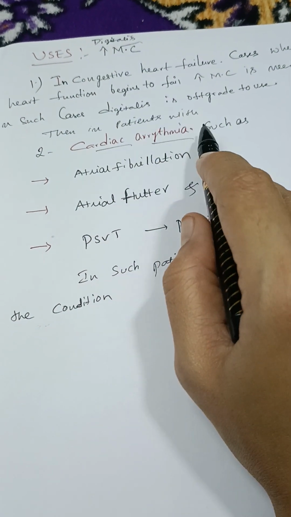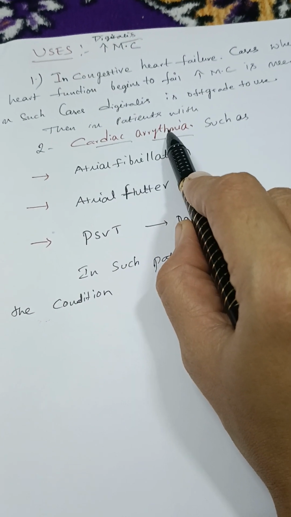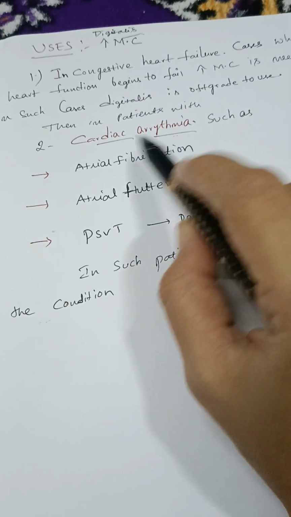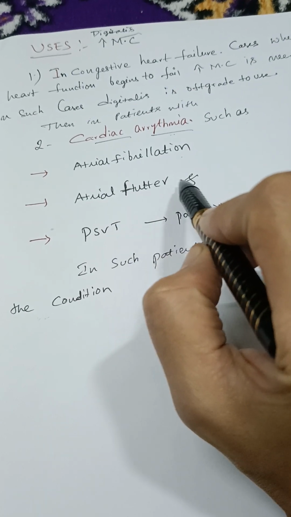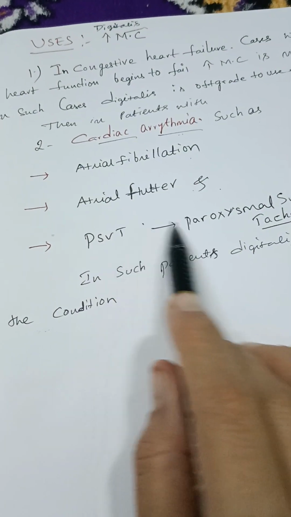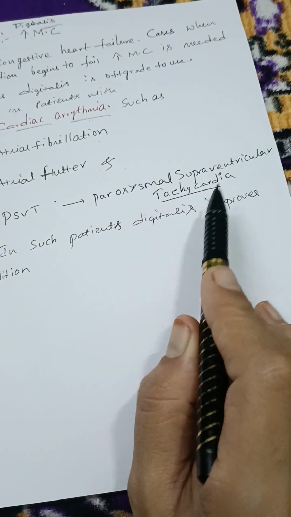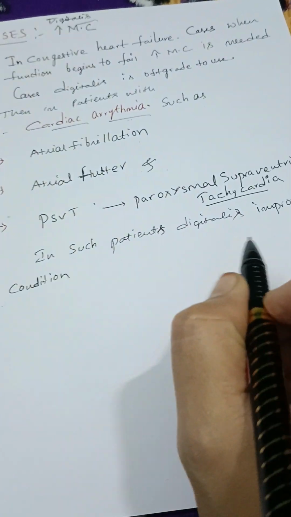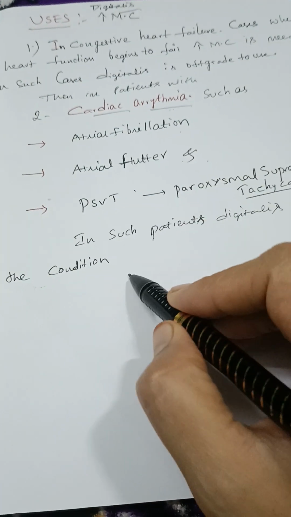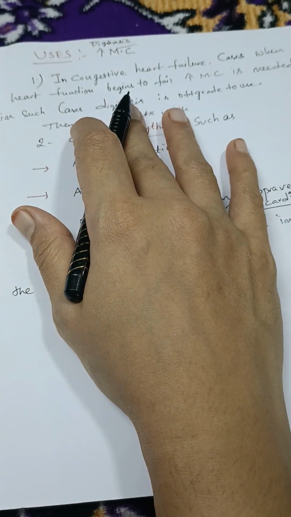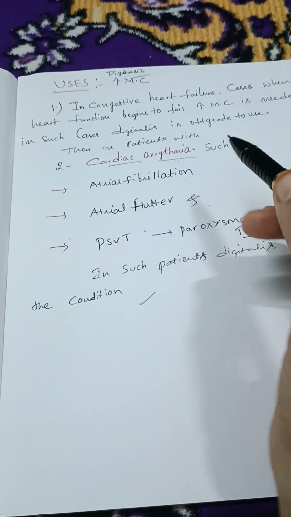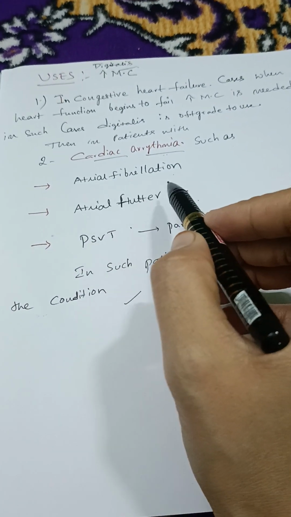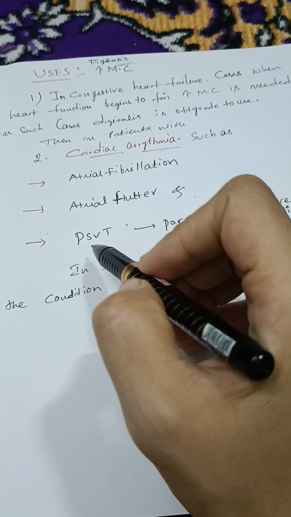Then in patients with cardiac arrhythmias, it's a very useful drug, such as atrial fibrillation, atrial flutter, and PSVT. What is PSVT? Paroxysmal supraventricular tachycardia. In such patients, digitalis improves the condition. These are the uses: it is used in congestive heart failure and cardiac arrhythmias, such as atrial fibrillation, atrial flutter, and PSVT.